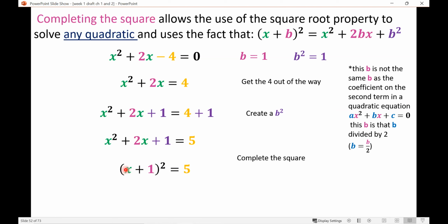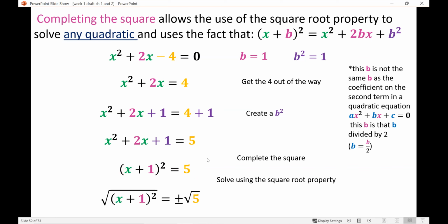We can take the square root here. We take the square root of both sides. When you take that square root, make sure you're putting the plus or minus on the opposite side from the squared. And then we just work through the algebra to get that x can be -1 plus or minus the square root of 5. Okay. So that's how you use completing the square.